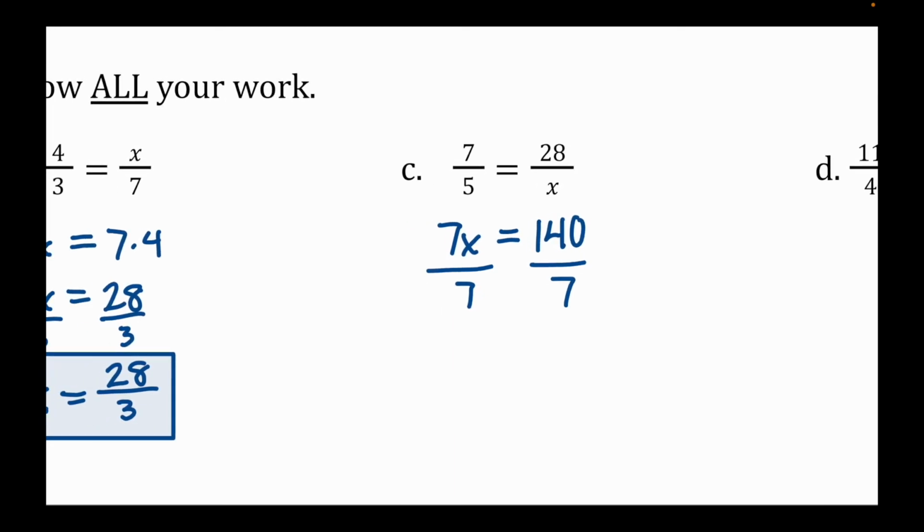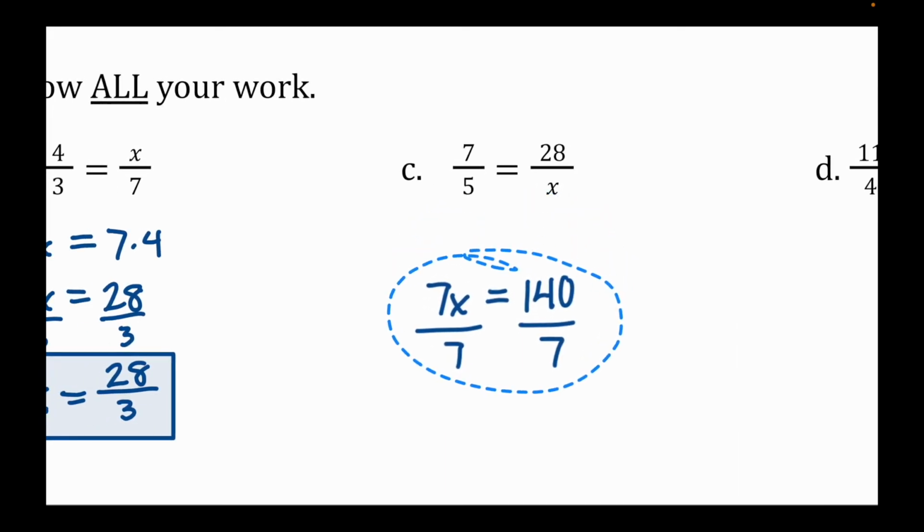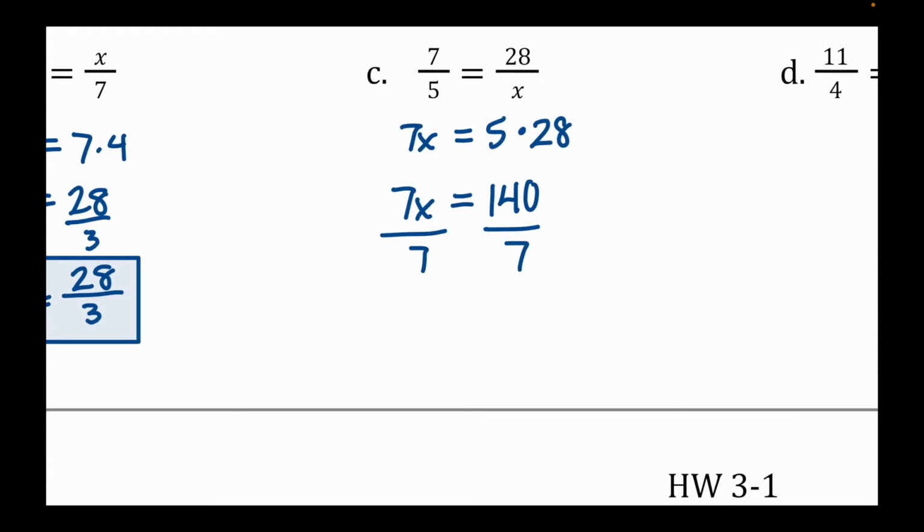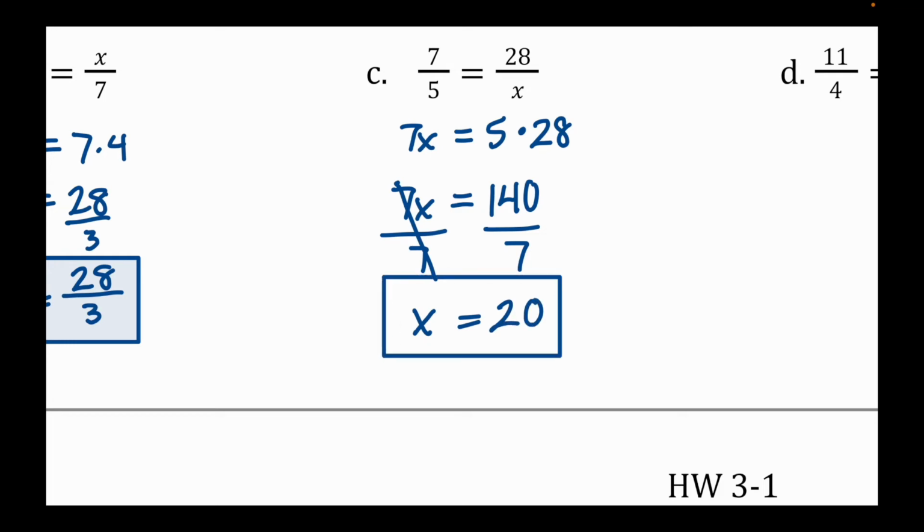Oh, I guess I didn't show my whole work, so hang on. I should probably move this down and include that I did, even though I did it in my head, I should include that I'm doing 5 times 28 to give me the 140. But when I divide by 7 on each side, x is going to leave me with 20, and that is the answer for part C on this question.